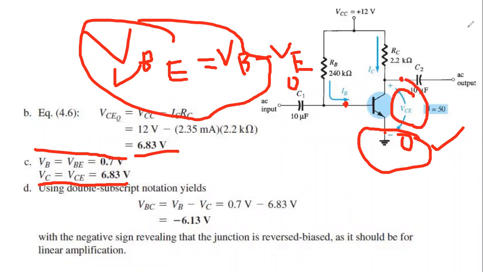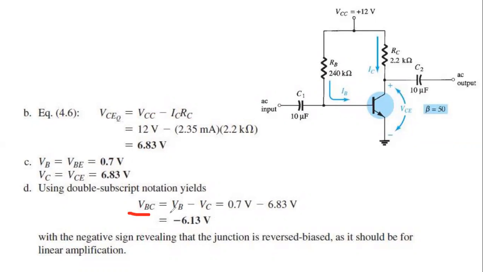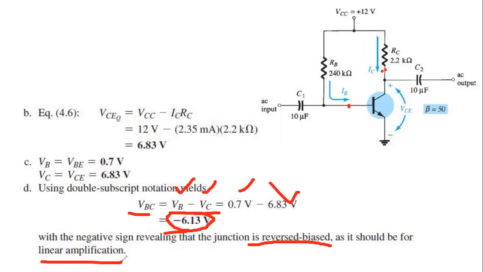Finally, we need to find out the VBC. VBC means VB minus VC, the voltage difference between this point and this point. So we write VB minus VC, with 0.7 and 6.83, and we get minus 6.13. Why this negative sign? Because the negative sign reveals that the junction is reverse biased, and it should give linear amplification. Linear amplification means the amount of voltage increase gives the same proportion of current. So this is a reverse bias, that's why the voltage value is minus.